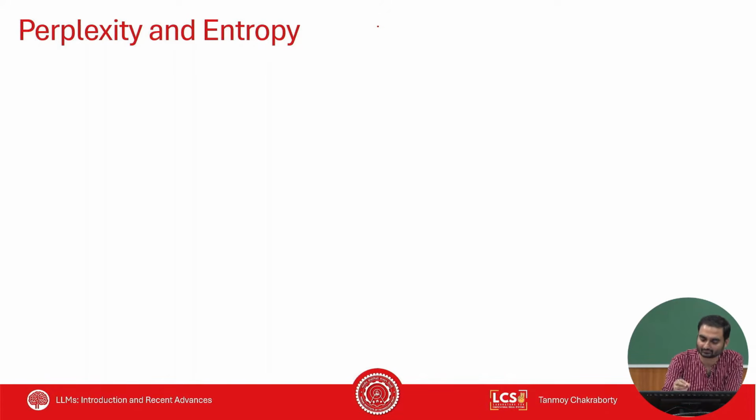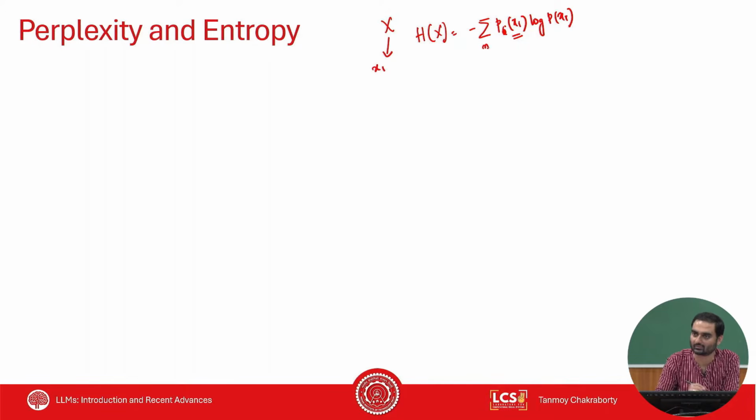Let's say there is an event X. Entropy of this event X, let's say there are n outcomes, and each outcome has a certain probability. So this is essentially minus the sum of P(xi) log of P(xi). And what is this xi? xi is one outcome of X. There are n such outcomes.